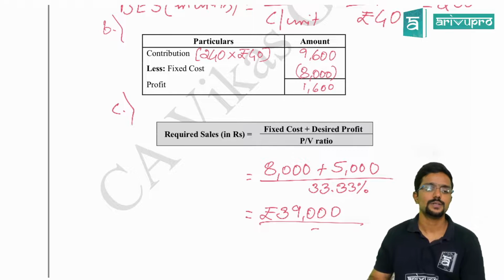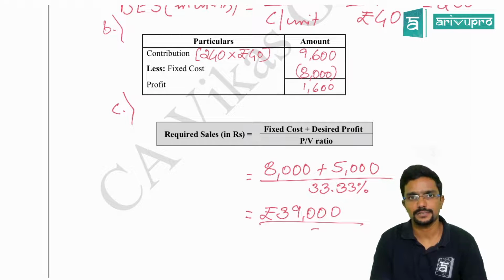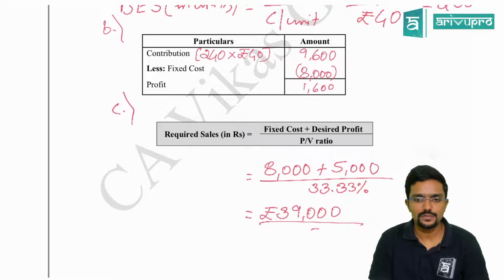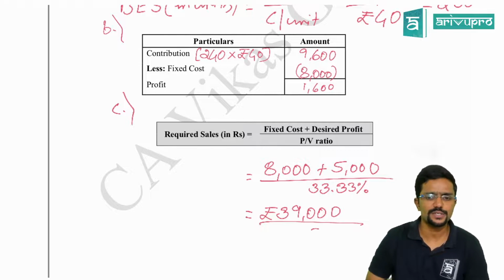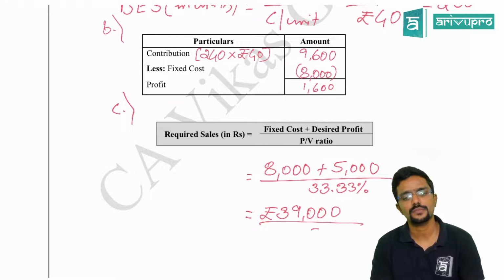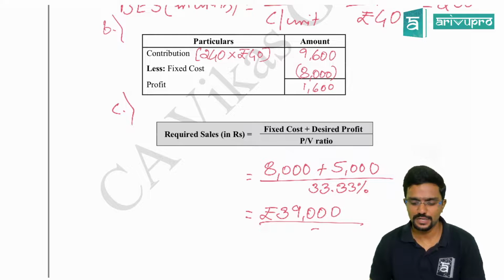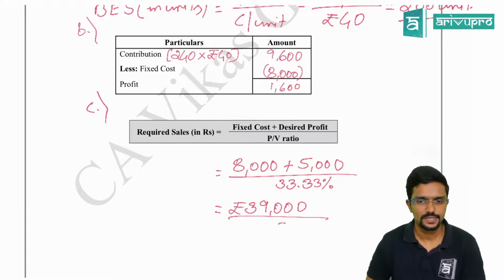So company has to make a sales of 39,000 rupees to earn 5,000 profit. If the company wants to earn 5,000 profit, they have to make the sales of 39,000 rupees. You can also calculate in units. If you just divide 39,000 by 120, you will get it in units. Upendra: Sir, will the answer be same if we take PV ratio as 33.33? Yes, it will be same. That is what actually I have taken here, 33.33.